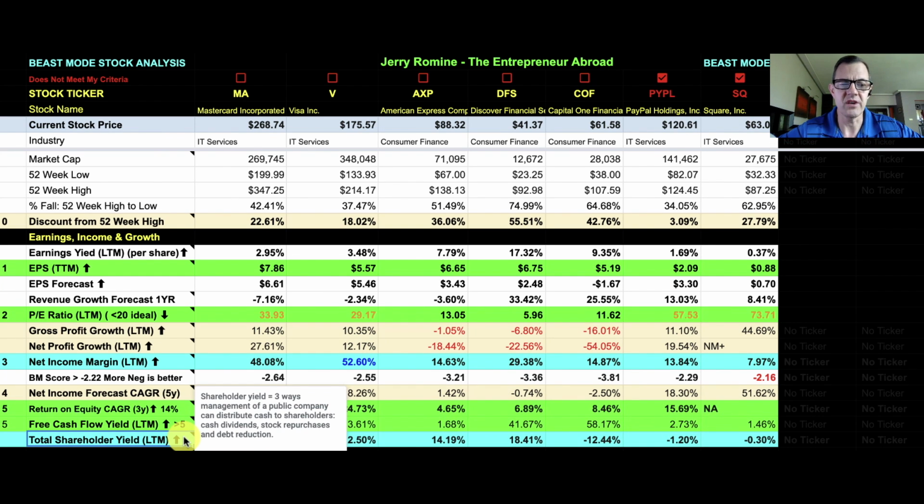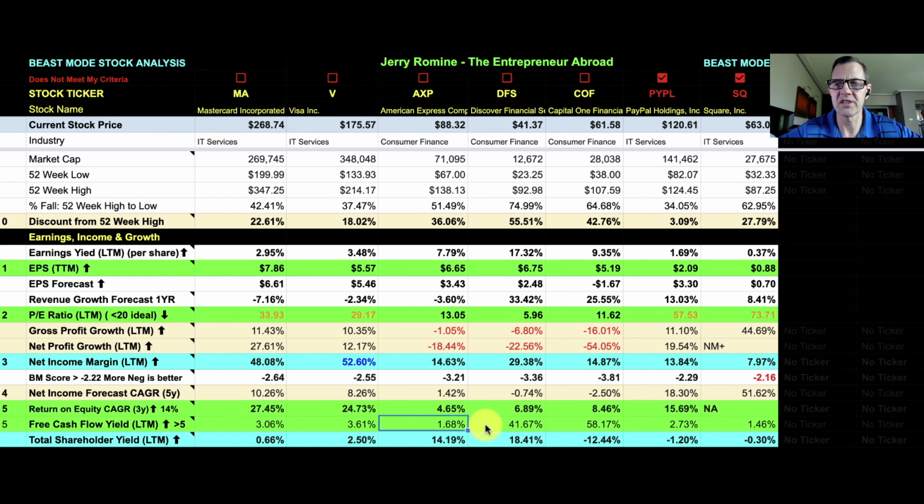The shareholder yield is the 3 ways management of a public company can distribute cash to shareholders, with cash dividends, stock repurchases, and debt reduction. The higher the number we've got here, the better. So in this one, our best looking ones would be American Express and Discover.